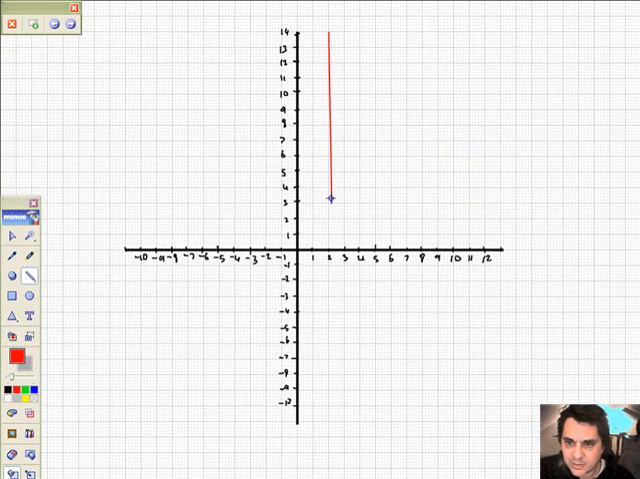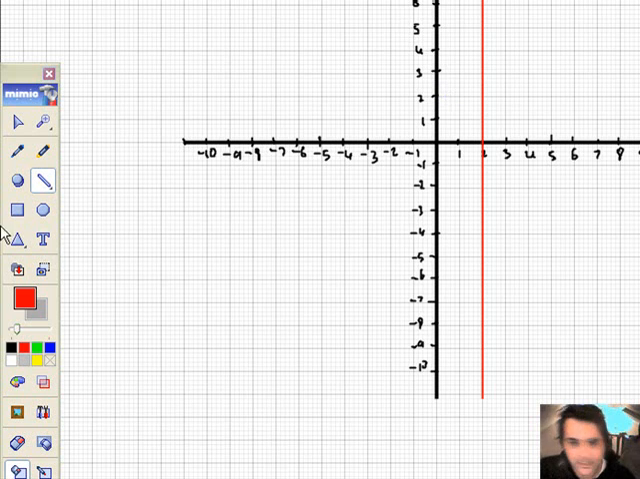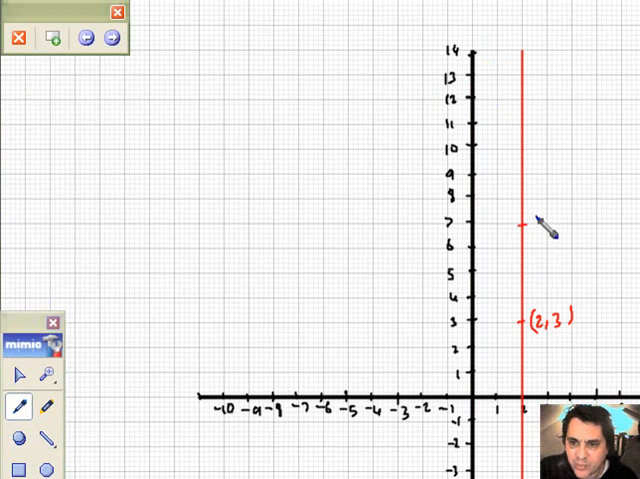Check this out. That line down there is special. It's special because every single coordinate on that line starts with a 2. Well, let's just have a look, shall we? Back to the pencil. That will be the point 2, 3. That will be the point 2, 7.